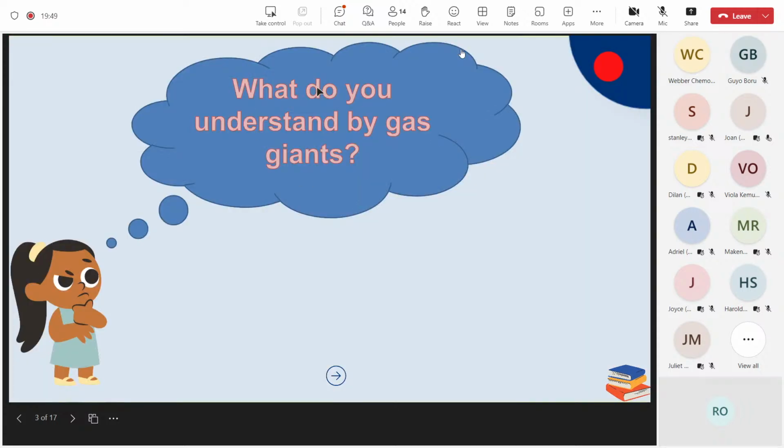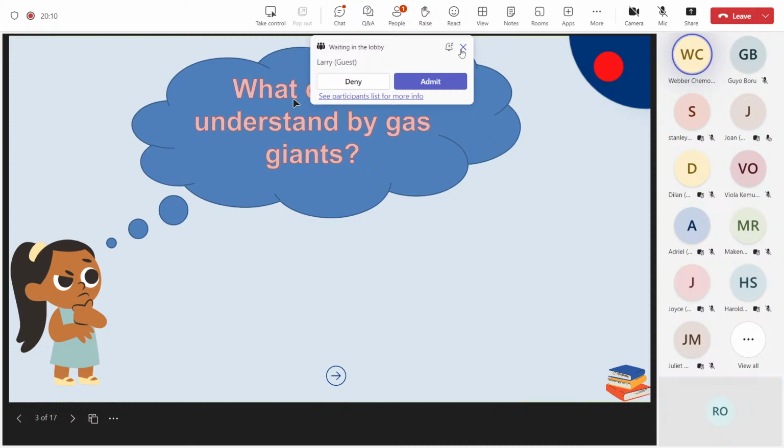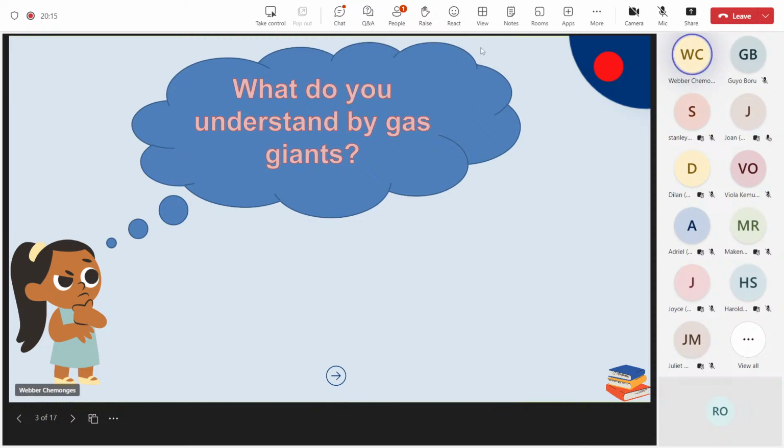Maybe just to start with, I would like to know, what do you understand by the gas giants? We looked at the terrestrial planets. I'm sure you still remember if somebody asks you to describe what a terrestrial planet is. But now we want to look at the gas giants. So anybody who has a clue of what it means, you can include your views in the chat.